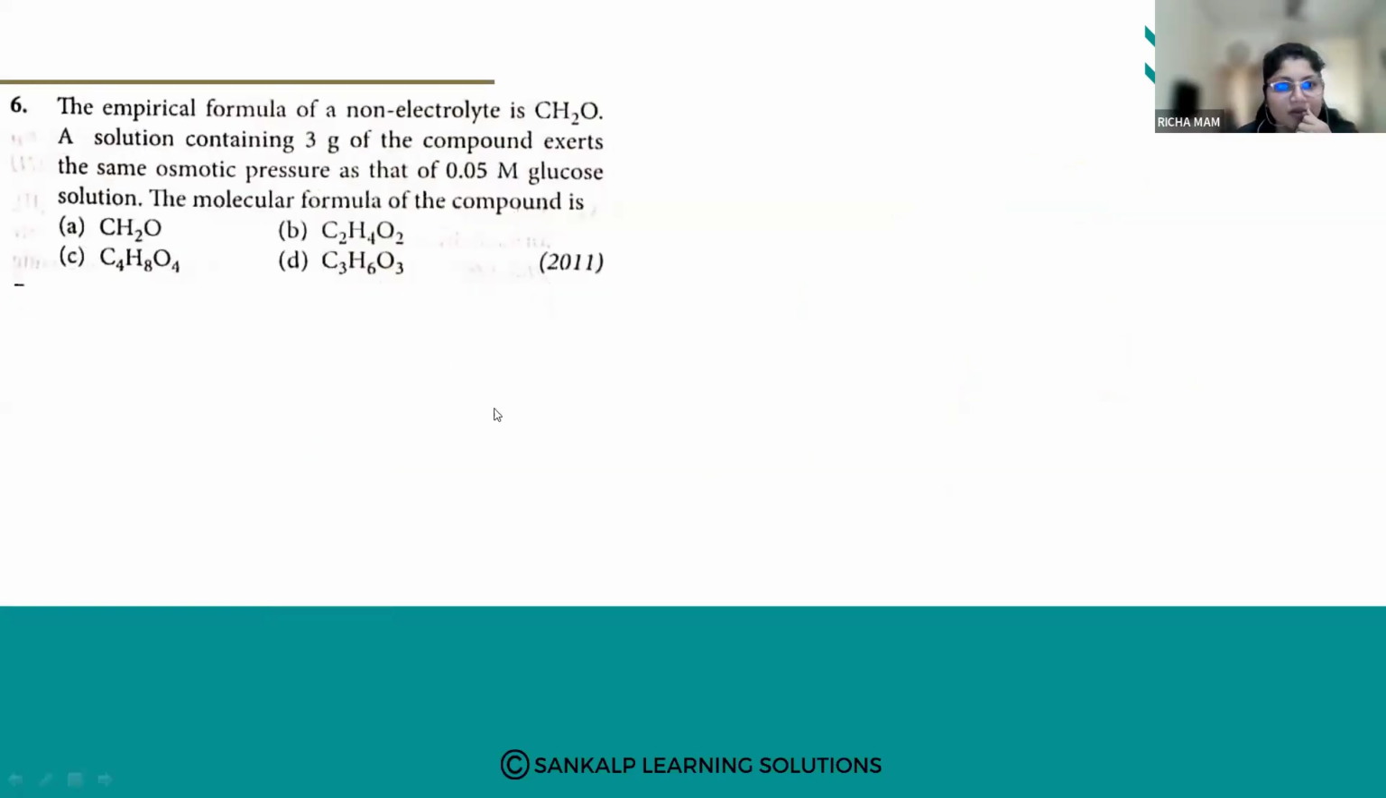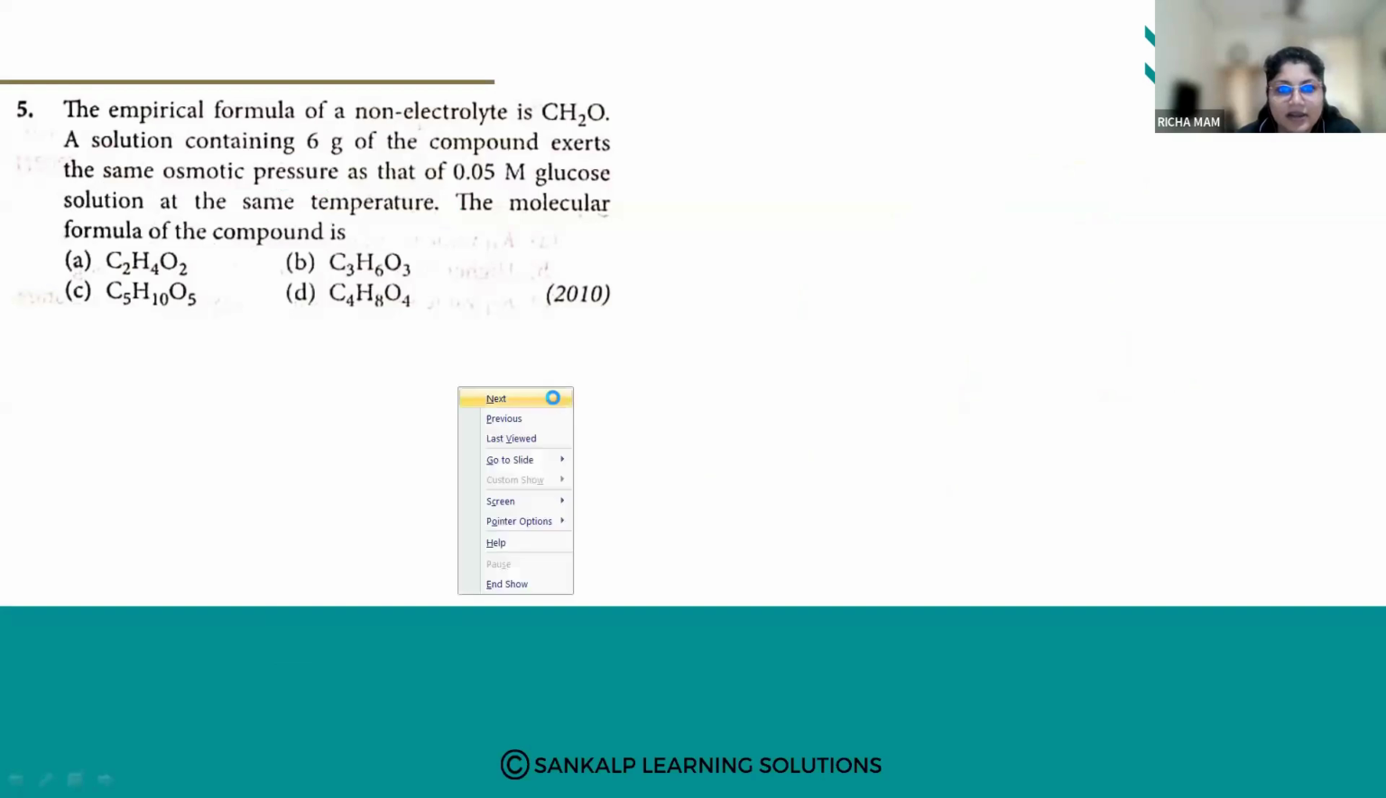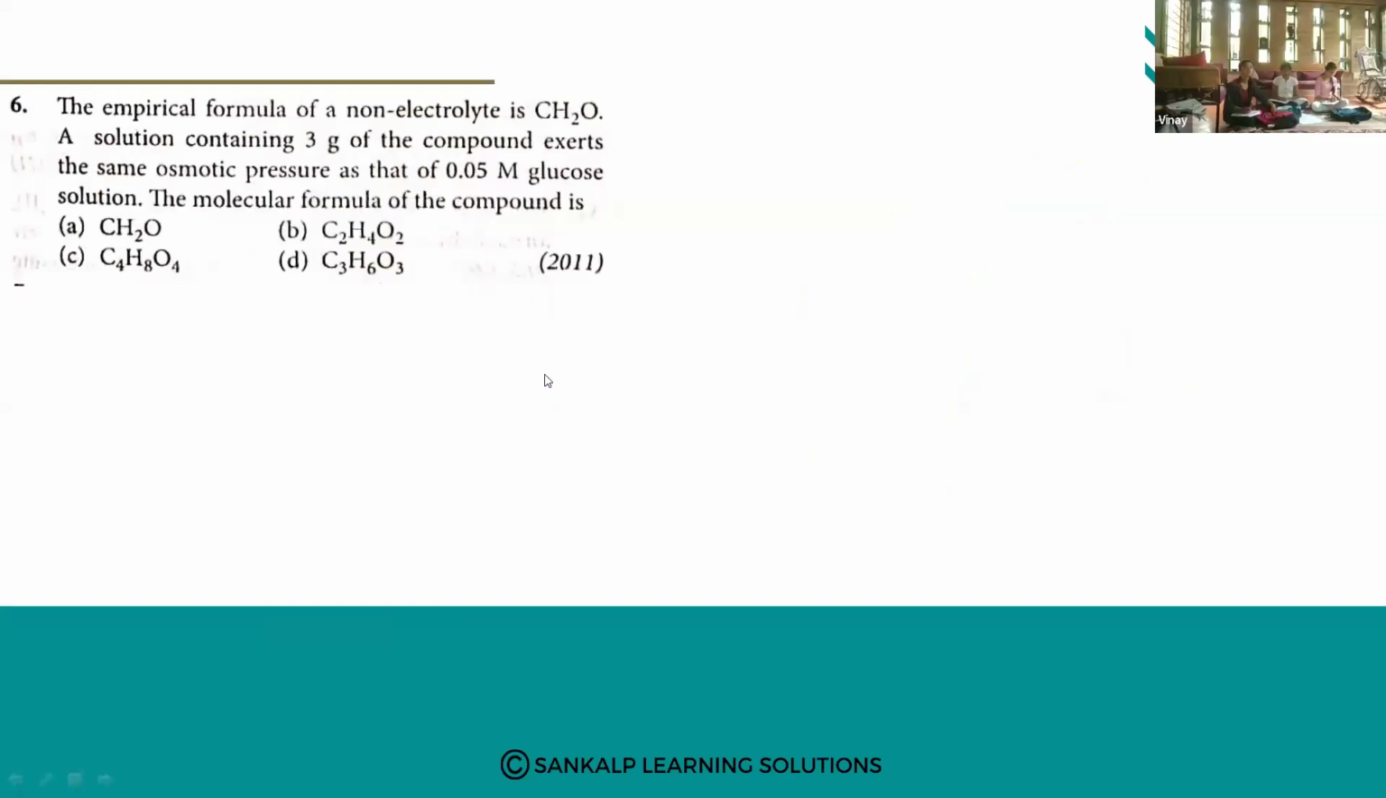So same question you can copy down. See how they have changed it. Here they have given 6 grams of compound, and here they have given 3 grams of compound. The empirical formula of a non-electrolyte is CH2O. A solution containing 3 grams of the compound exerts the same osmotic pressure as that of 0.05 molar glucose solution. What is the molecular formula of the compound? Like this, they will change the numbers. If you see the previous year's papers, these questions are repeatedly asked. The type of question will be the same, only the numbers will be different, or they may twist the question a little.